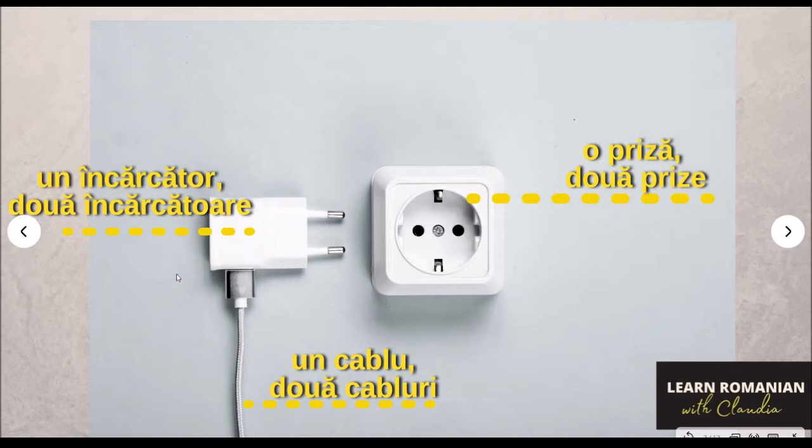Here comes a long word, so bear with me and pay attention to all the diacritics. Un încărcător, două încărcătoare. Încărcător. Un încărcător, două încărcătoare. A charger. Un cablu, două cabluri. A cable. O priză, două prize. That's a power outlet.